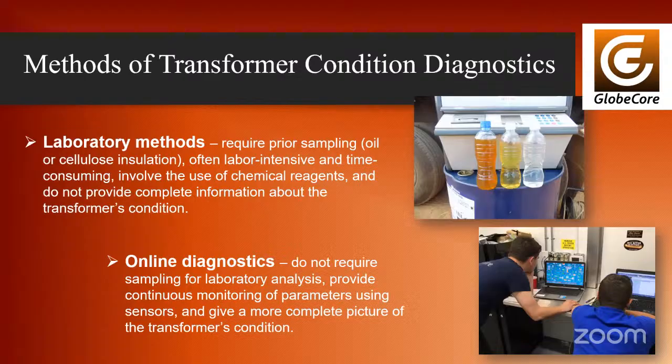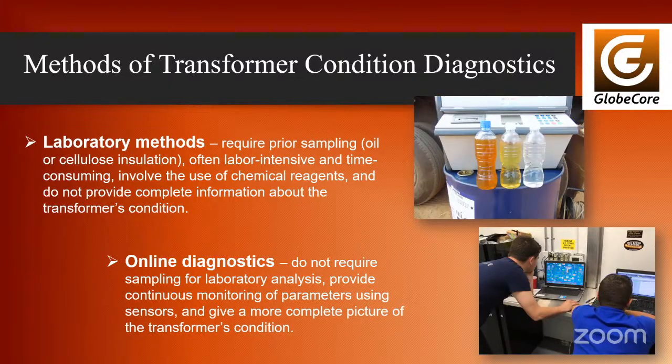Transformer diagnostics can be done in two ways, laboratory or online. Laboratory oil tests need sampling first. Taking oil samples is easy, but checking moisture in paper insulation is difficult. It often requires opening the transformer and removing water samples. This work takes time, effort, and expensive tools.